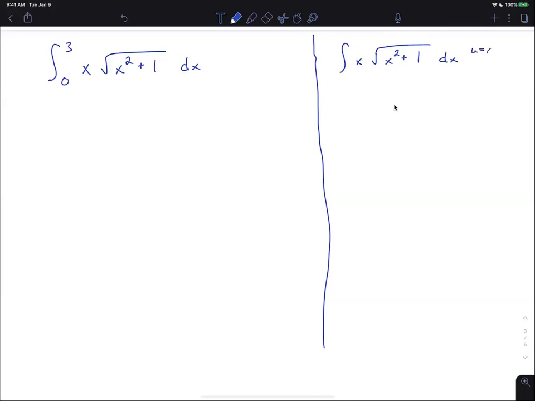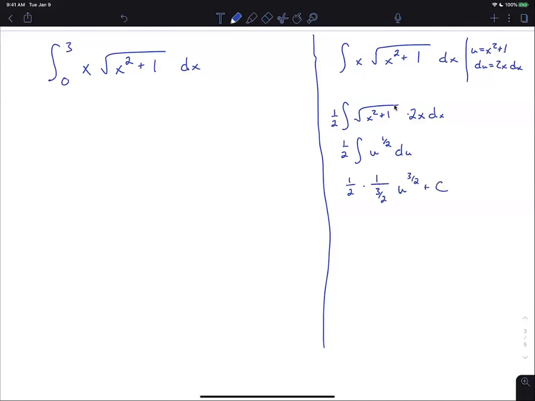So in this case, I do u equals x squared plus 1. du then is 2x dx. I don't need to do anything like I was doing up there. I'm going to now move the x to the end of the problem. I'm going to multiply inside by 2 and outside by 1/2. And I get 1/2 the integral of u to the 1/2 du. And then that gets me 1/2 times 1 over 3/2 u to the 3/2 plus c. That gets me 1/3 times x squared plus 1 to the 3/2 plus c.